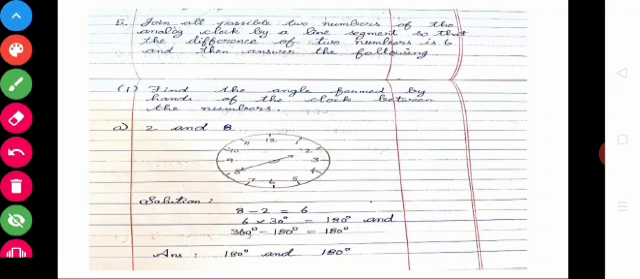So from 2 to 8, how many degrees is it? Multiply 6 into 30 degrees. 6 into 30 degrees is equal to 180 degrees. So it is a complete angle. So 360 degrees minus 180 degrees is equal to 180 degrees. The answer is 180 degrees and 180 degrees.